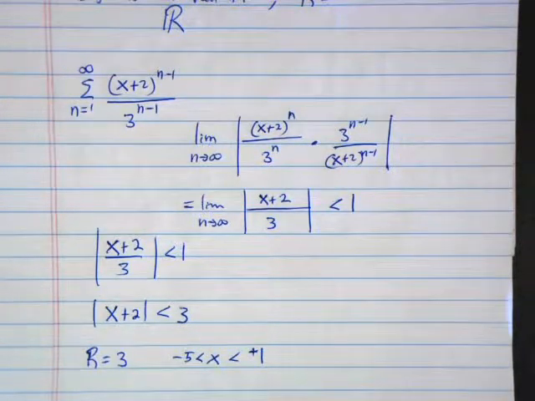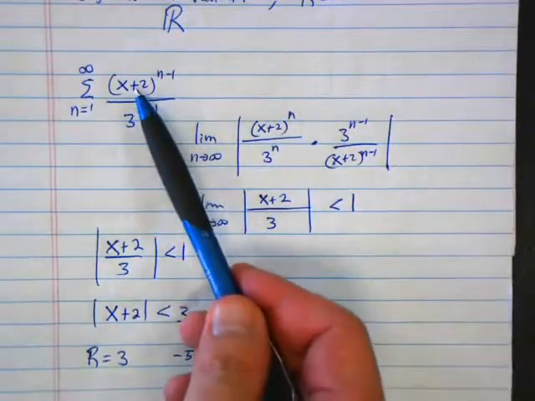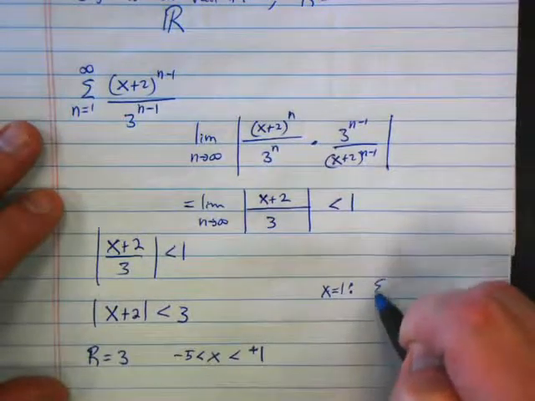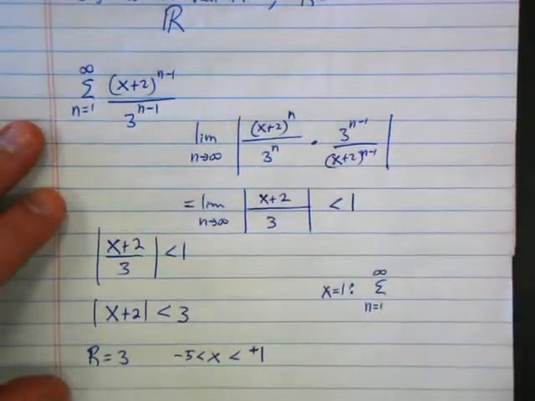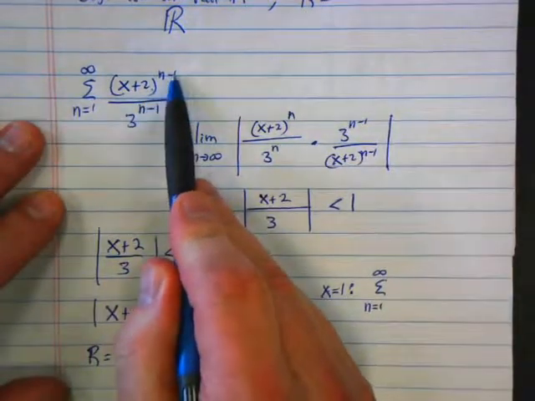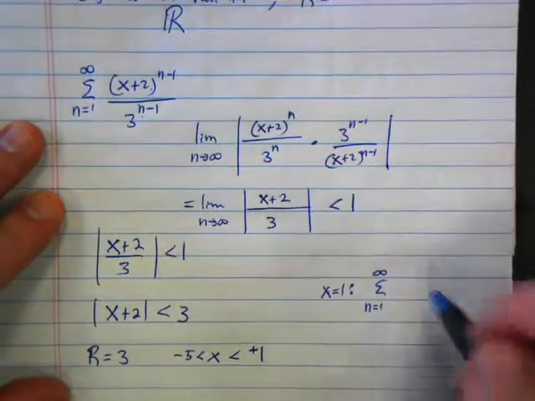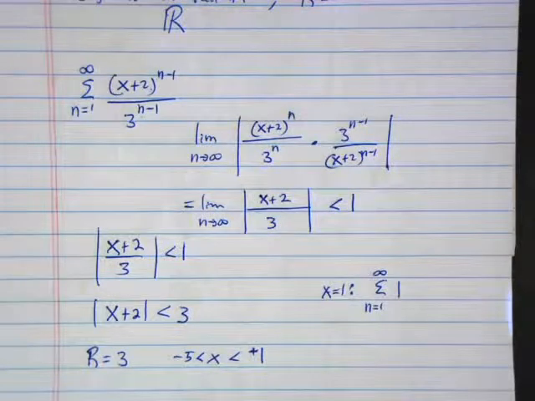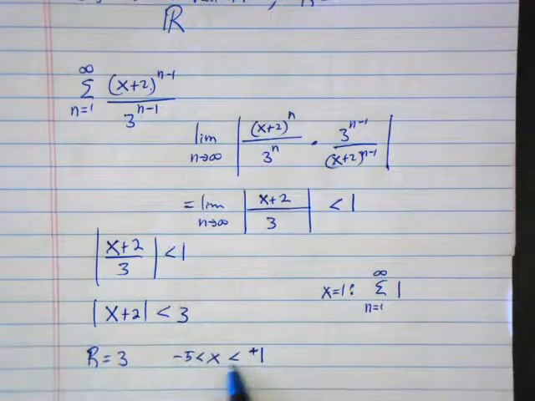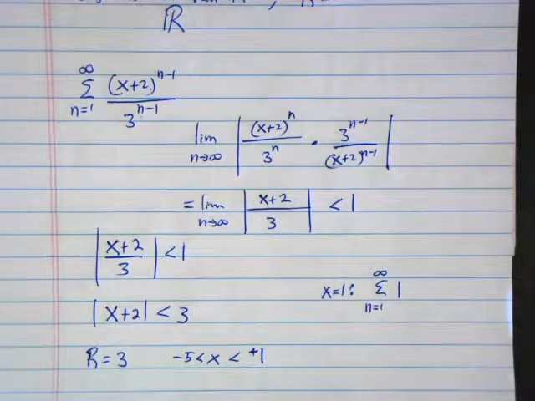Now, does the series converge at x equals 1? If x equals 1, I have the series, the sum from n equals 1 to infinity. What do I get when I plug in 1? 1 plus 2 is 3. 3 to the n minus 1 divided by 3 to the n minus 1 is 1. Does that series converge? No, you take 1 plus 1 plus 1 plus 1, add it up an infinite number of times, do you get an answer? No, it diverges. So I cannot put an equal sign on that one. It doesn't converge when x equals 1.